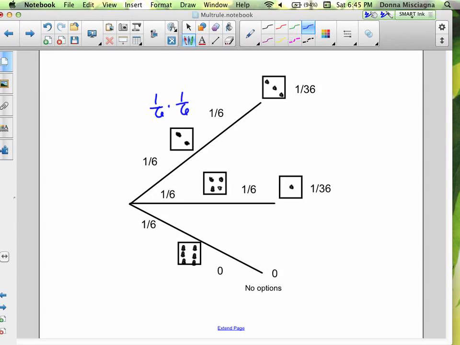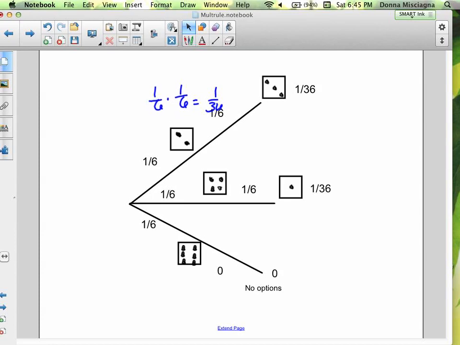When we are looking at a factor tree for probabilities, we go down the line and we multiply. So the probability of a 2 and then a 3 is going to be 1 out of 36. Right? That's the probability of getting a 2, then a 3.